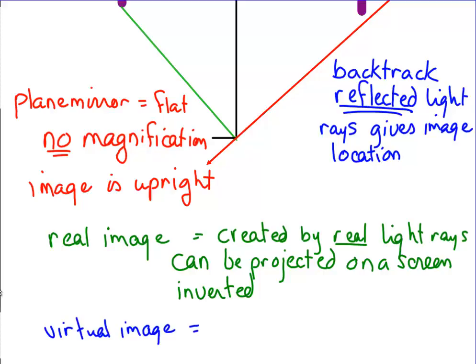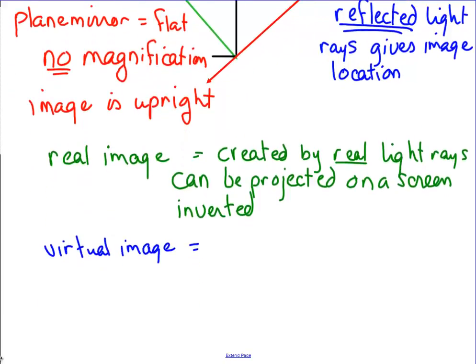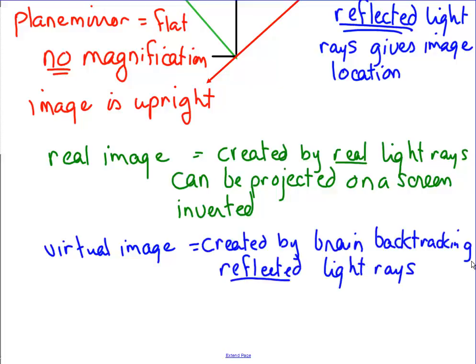Virtual images are a different beast. That's the other kind. A virtual image is the type of image you see when you look in the bathroom mirror. It is created by your brain, backtracking reflected light rays. You can't project a virtual image. The only place a virtual image occurs is in your brain. Virtual images are upright. So one way you can tell what kind of image you're looking at is to see whether it is upright or inverted. If it's an upright image, it's a virtual image. If it's an inverted image, it's a real image.